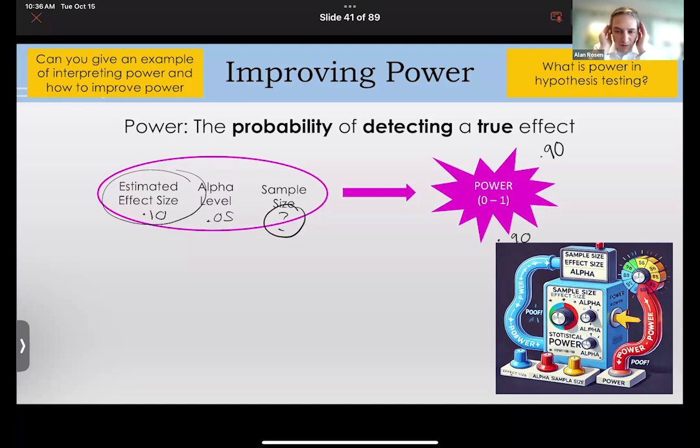That's a doozy. I had to think about that. Can I ask you a quick question? What do people normally shoot for in terms of power when they're working on it? 0.8, 0.9. 0.9. What do you guys use? 0.8, 0.9, 0.8?